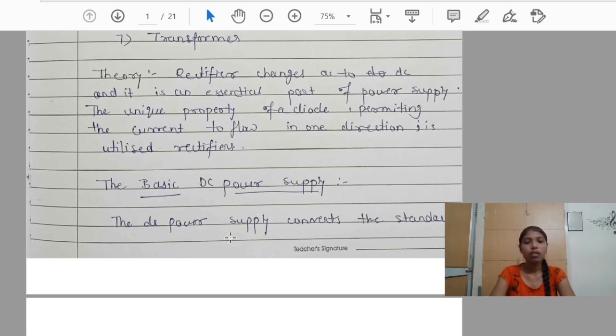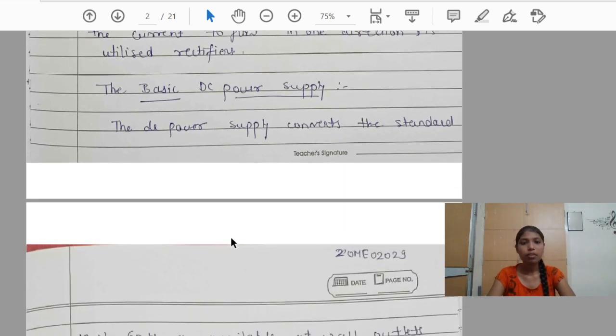What is a rectifier? Mainly the rectifier changes AC to DC, and it is an essential part of the power supply. The unique property of a diode, permitting the current to flow in one direction, is utilized in rectifiers.